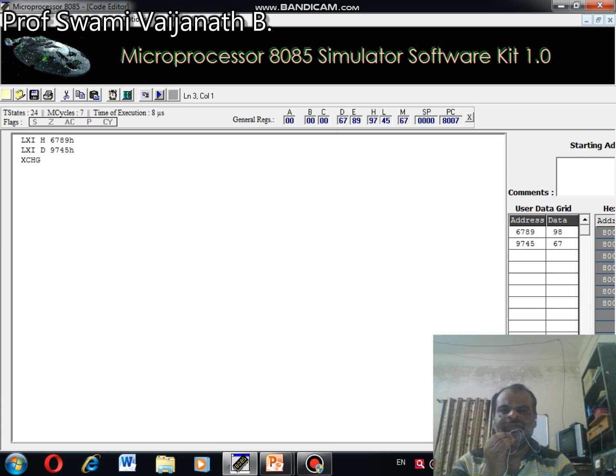See here, the DE address is 6789 and the HL address is 9745. But before execution, the HL address was 6789. It is exchanged with the DE address. That is, what was the DE address? 9745. That is exchanged with HL, and HL 6789 is exchanged with the DE address.